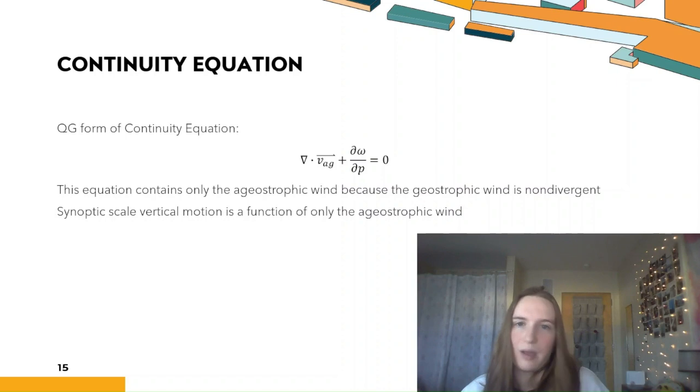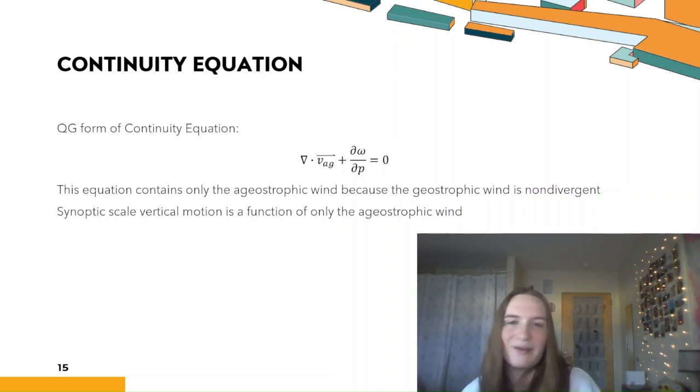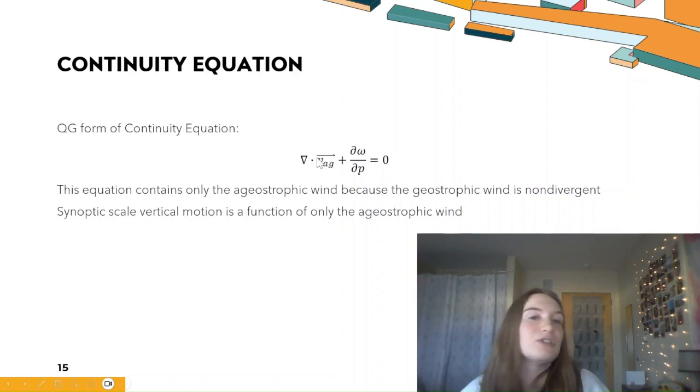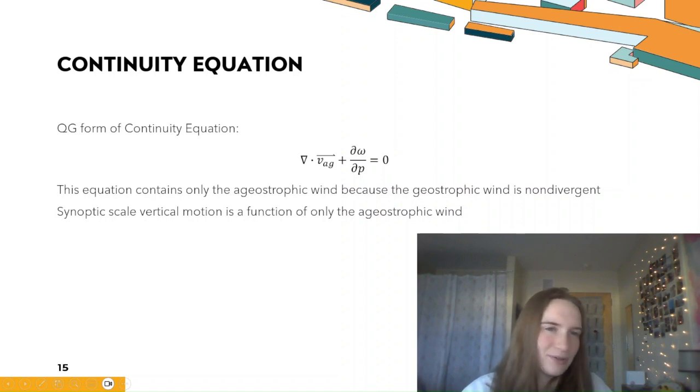All right, but we're using the ageostrophic component because only the ageostrophic wind is divergent or convergent. The geostrophic wind is non-divergent. If you take one thing away from this lecture, I hope you remember the geostrophic wind is non-divergent. And we need the ageostrophic wind for synoptic scale vertical motion. So that's why we have this V_ag instead of V_g, or total wind. Okay, that's the biggest difference here in our continuity equation.